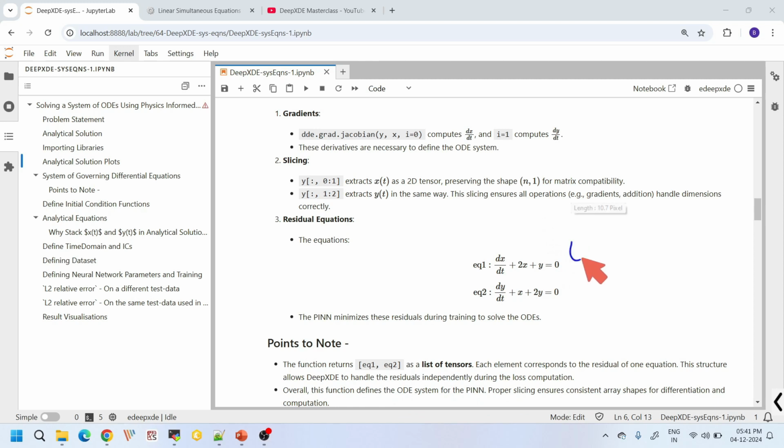As you have seen before, these are the two governing differential equations. Now we have to convert these equations into residual equations. If you look at these equations, we have two derivatives, dx by dt and dy by dt. These are all first order derivatives, and we are going to evaluate them using this Jacobian. If you look at this Jacobian equation, here i equals 0 represents x of t, and i equals 1 represents y of t. So if you put i equals 0 here, the Jacobian outputs dx by dt. And if you put i equals 1, this Jacobian outputs dy by dt.